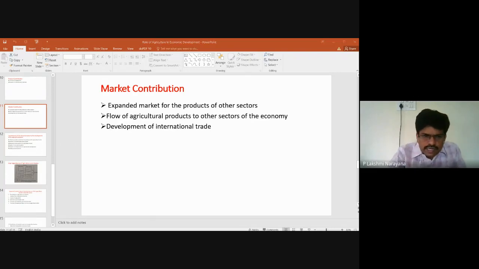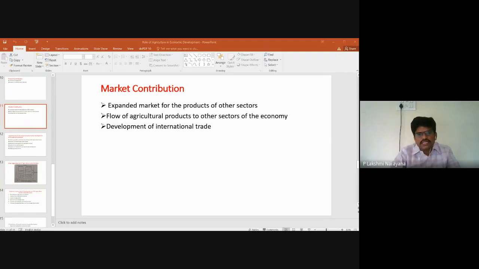So regarding market contribution, the contribution focuses attention on flow of goods generated by the development of the agriculture sector, a flow which helps the development of other sectors. This contribution can take various forms. First, expanded market for products of other sectors. Regarding this first one, so far we have emphasized that agriculture development is imperative for providing inputs necessary for the development of the other sectors of an economy.